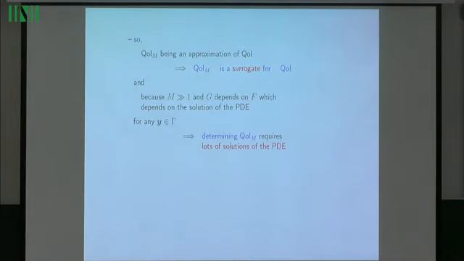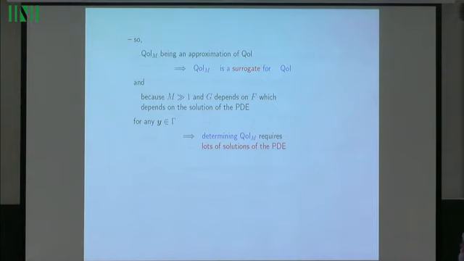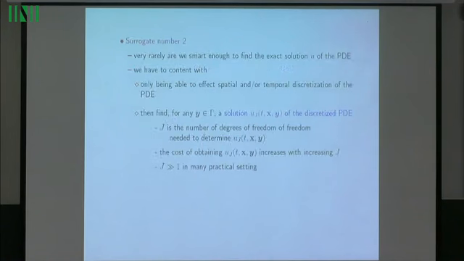So QOI_m, with subscript m, is a surrogate for the real QOI. And because m is much bigger than 1, and G depends on f, which depends on the solution U, determining this approximate surrogate for the quantity of interest requires lots of solutions of the PDE.